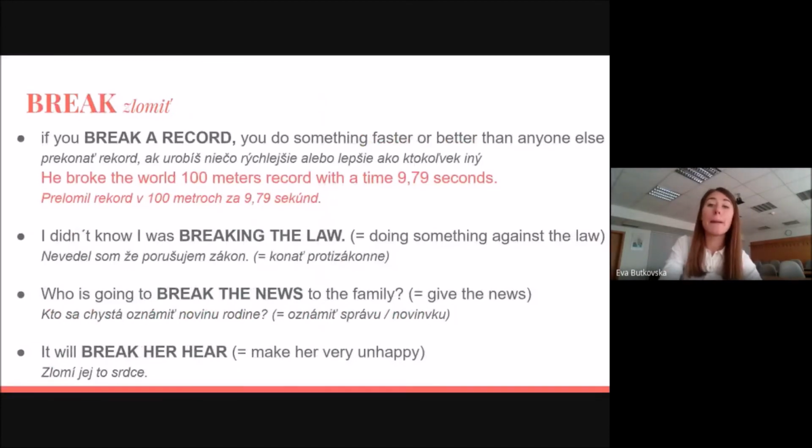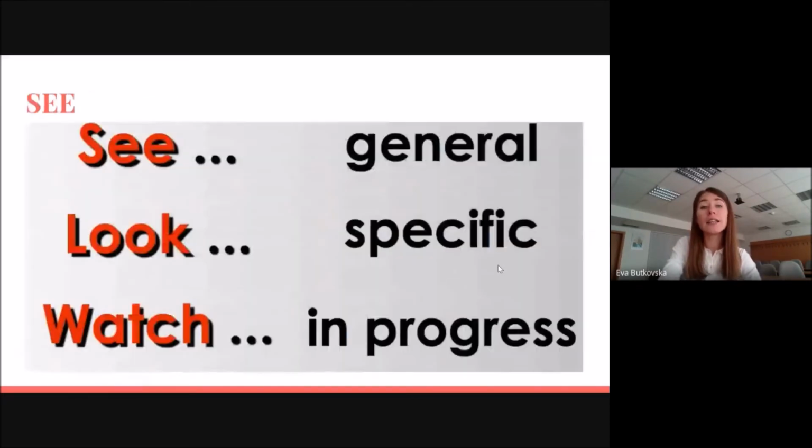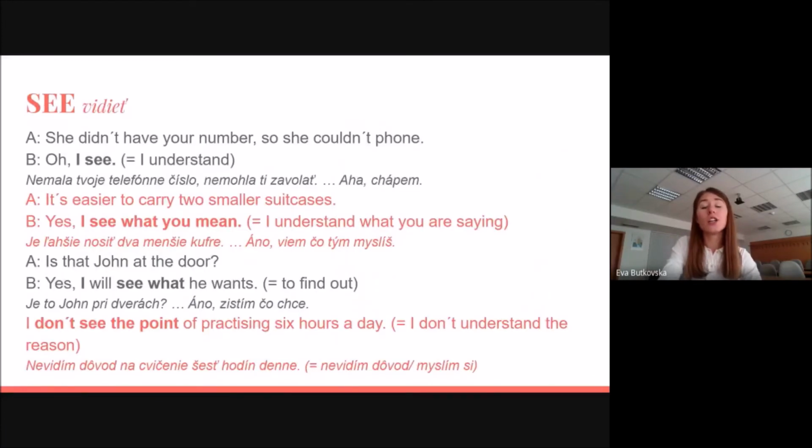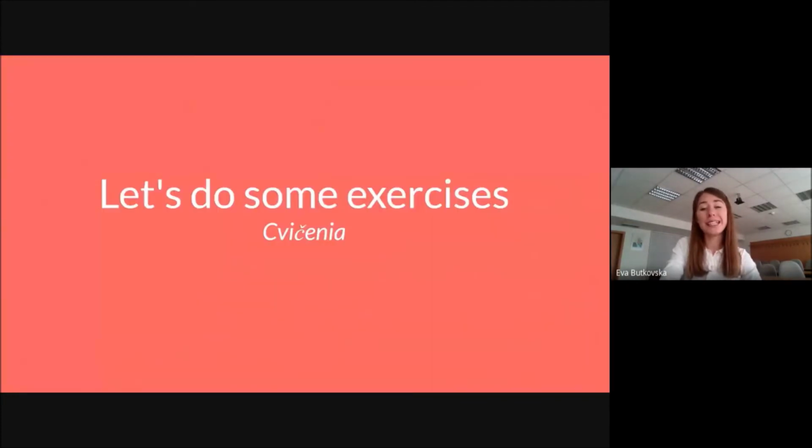Then we talked about break phrases. The general meaning of break is making things not whole. There are 4 phrases you can use: break a record, break the law, break the news, and break somebody's heart. And then we talked about the word partners or collocation with the verb see, meaning to understand or to find out.